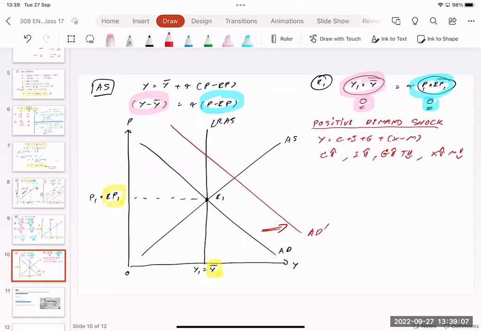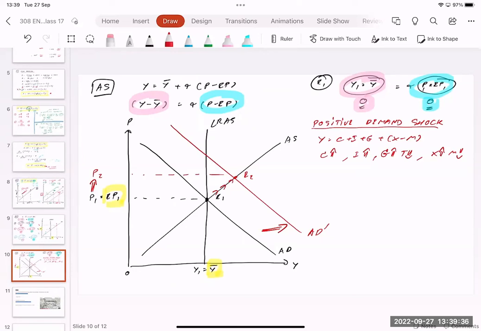As you can see, the equilibrium point is going to move from E1 to E2, right? You have more demand. People spend more, people buy more, right? The price of the product becomes more expensive, P1 to P2. You see that P2 is greater than EP, right?